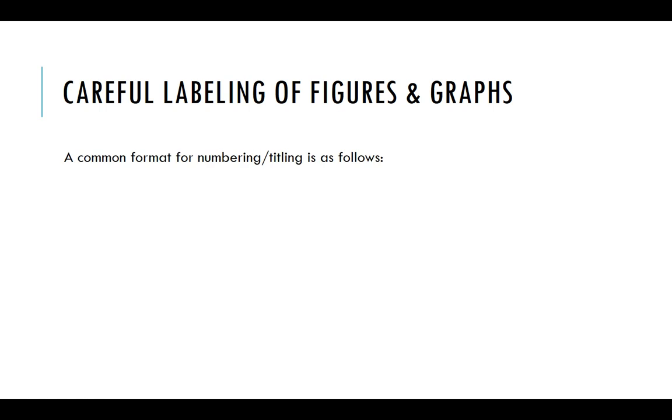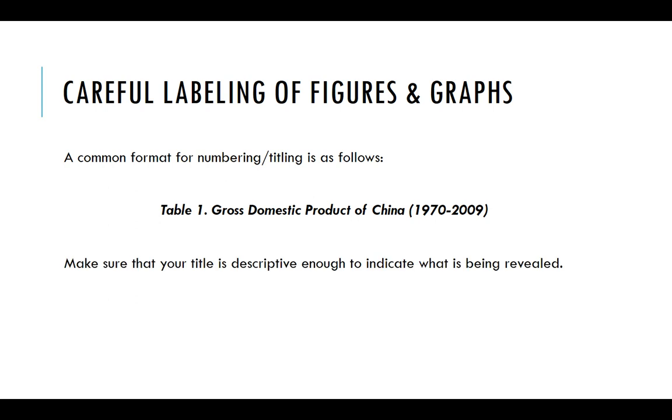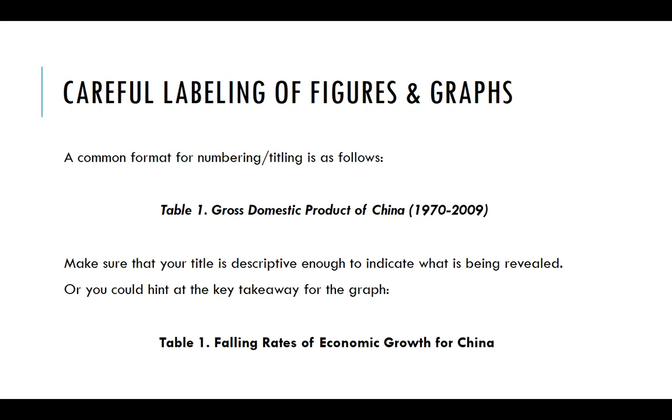Now, a common format for numbering and titling is as follows. You can change this up. It's up to you. But I've got table 1, period, gross domestic product of China, and then I'm giving certain dates of the data that I'm reporting. Make sure that your title's descriptive enough to indicate what's being revealed. But depending on your audience and what your purpose is, you could hint at the key takeaway from the graph instead. Maybe it's table 1, falling rates of economic growth for China. So again, very different. Both would be fine. You can choose how you want to do it.